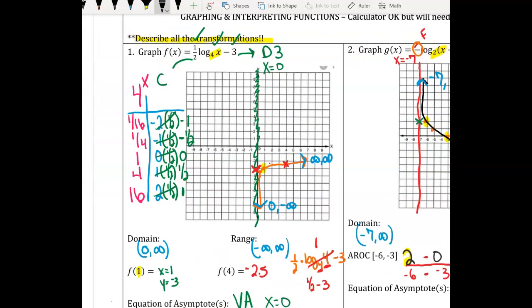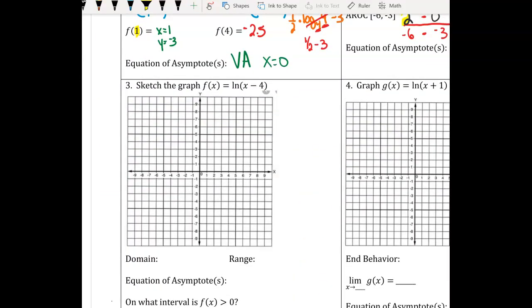All right, moving on to number 3. So still in our log chapter, we got to remember that we got a little base of e here. So first, let's move our wall, deal with our transformations. We're going to be going right 4.